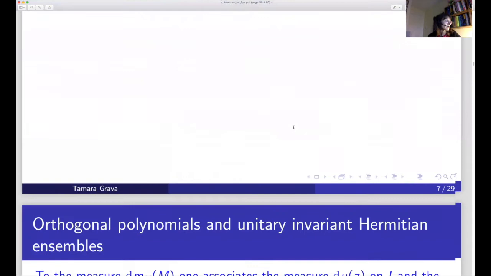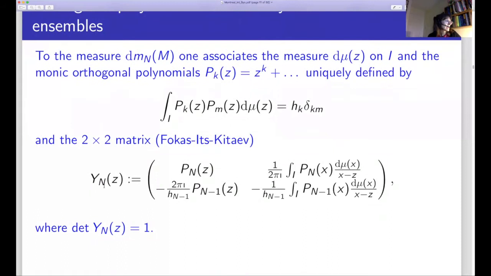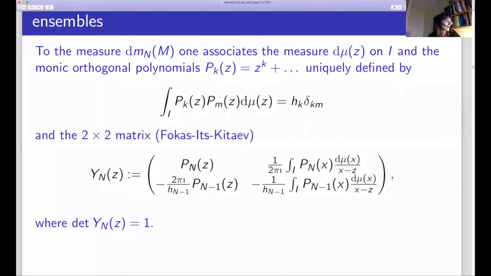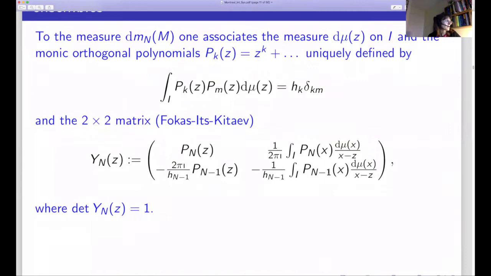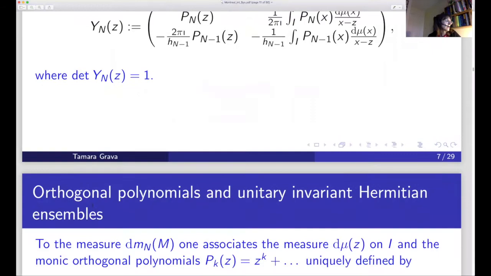To this P_n, we associate a matrix Y_n, the so-called Fokas-Its-Kitaev matrix. It's built from the n-th and (n minus one)-th orthogonal polynomials and their Cauchy transforms. The matrix is built in such a way that its determinant is equal to one. Okay, so this is probably all known facts for you.